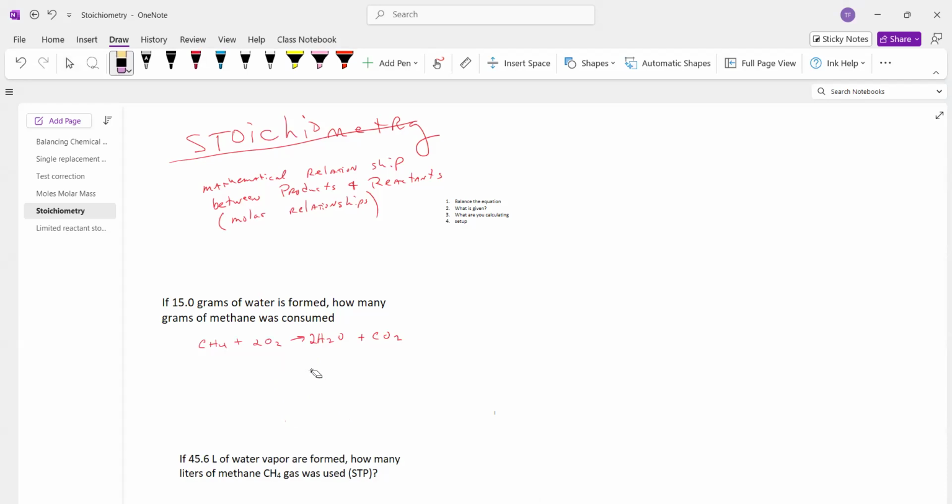Now, always assume it's not balanced, including this class. Now, this one I just happened to balance real quickly for you. All right, so this is methane, CH4. So we created 15 grams of water. So what is given?